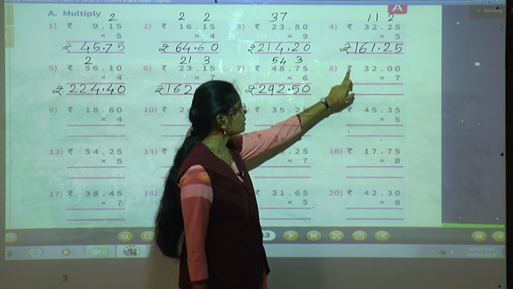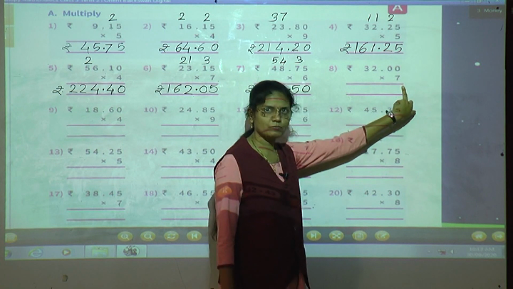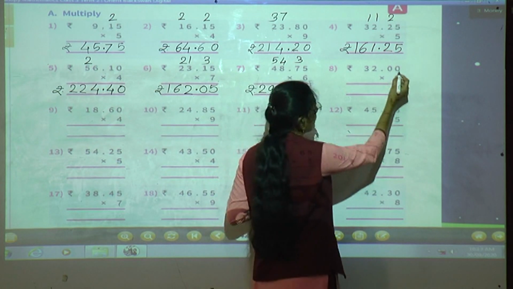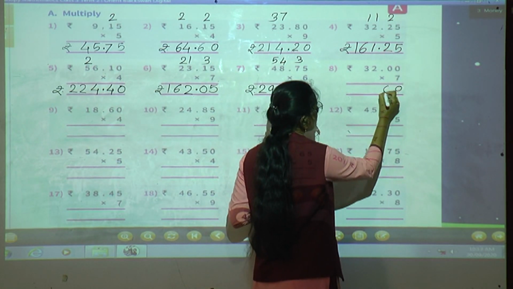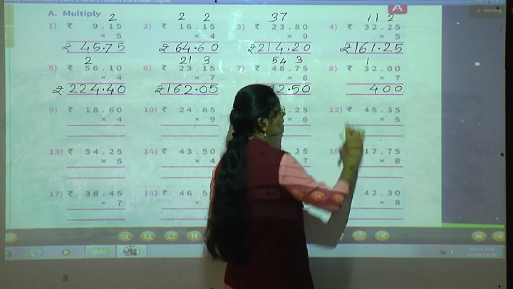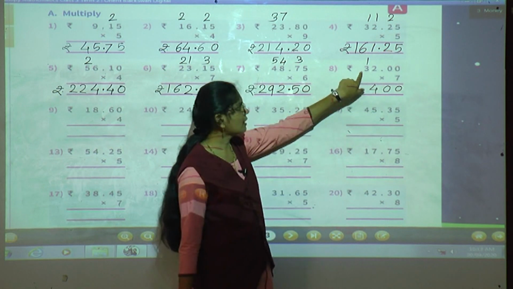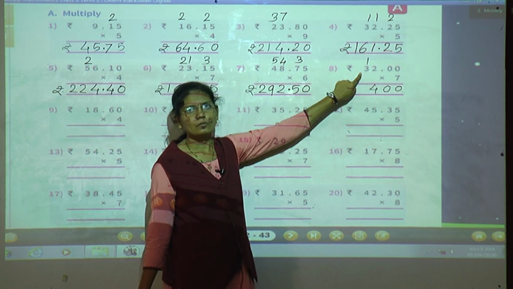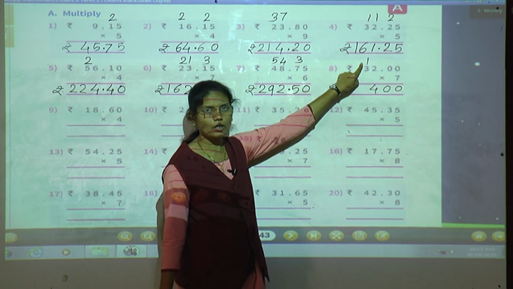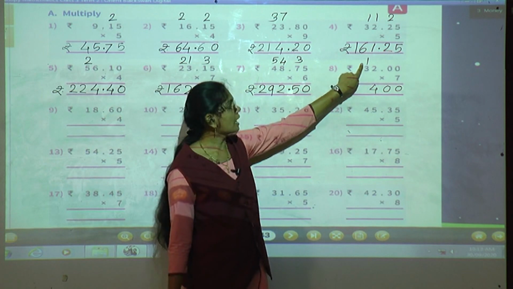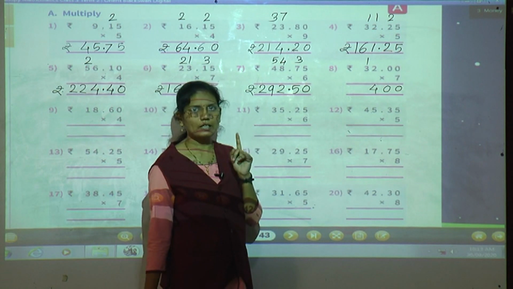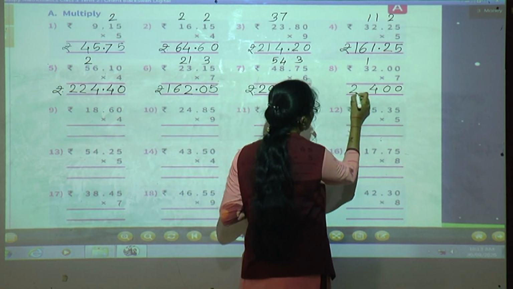See here, rupees 32 into 7. See here, 7 into 0, 0. Again 7 into 0, 0. Then 7 2s are 14. So we'll write here 4 and 1 as a carry. Then 7 into 3, 7 3s are 21. 21 plus 1. This carry we have to add. All the times you have to keep in your mind, carry we have to add. So 7 3s are 21 plus 1, 22. So here we'll write 22.